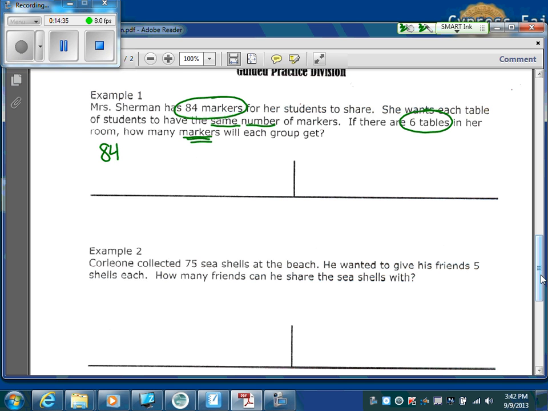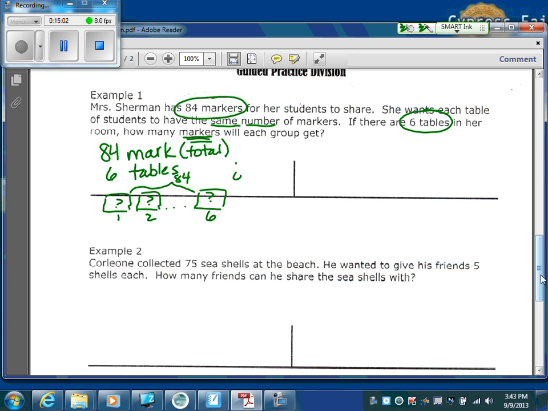So I know I have 84 markers, and that's a total, because she's going to share them, and she wants to share with the 6 tables. Okay, so I can write, here are my 6 tables, but I don't know how many go on each, but I do know I have 84 total. Well, that's going to be division because I'm looking for parts because I have a total. So we're just going to set it up in our division house.